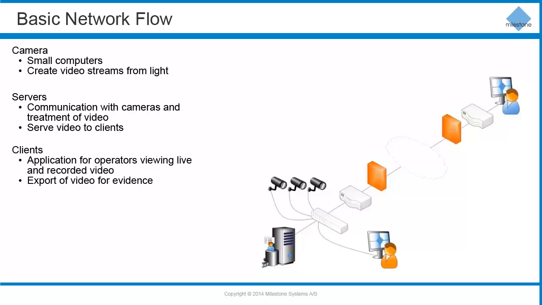Clients are operators that are looking at the video. The different client software applications will be covered later, but all of them share the same basic functionality. They are used for viewing live video, recorded video, or exporting recorded video as evidence. The client segment of the network is the most volatile. Sometimes nobody's logged into the system, and at other times multiple users are viewing video from a variety of cameras and possibly a mix of live and playback video.